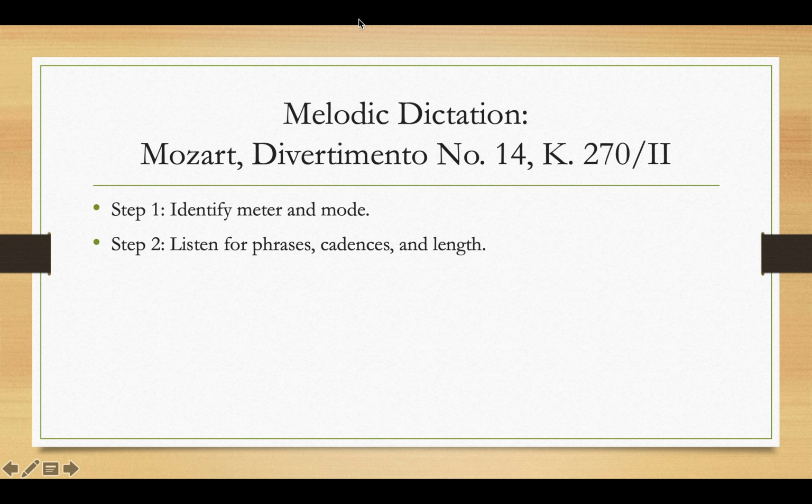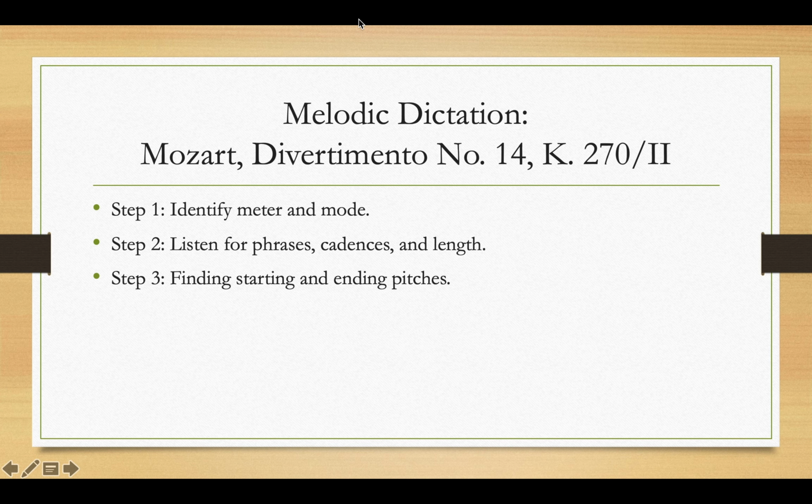This includes things like how many phrases does the passage have? Where do we have cadences? What kind of cadences are they? How long is the passage? Both in terms of approximate balance of the phrases and in terms of the exact number of measures given the meter you've chosen to write it in.